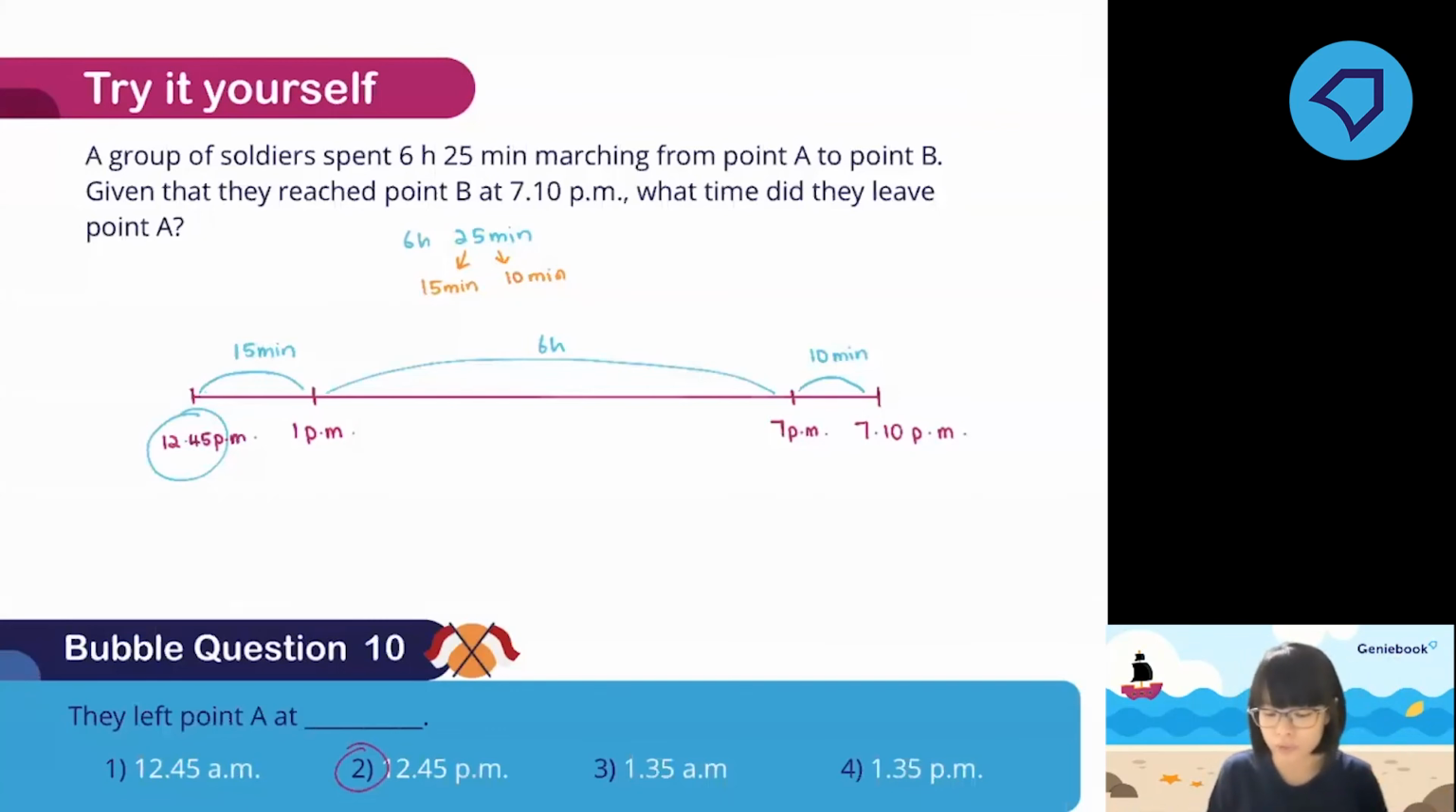I noticed that a lot of people get confused whether it's a.m. or p.m. When do you change? Only at 12 noon. Before 12 noon is a.m. After 12 noon, it remains p.m. because it's in the afternoon.